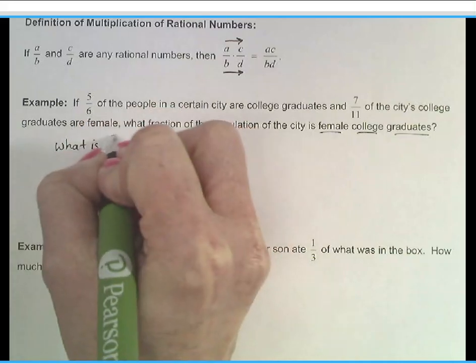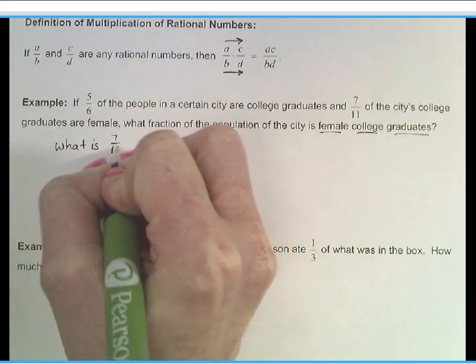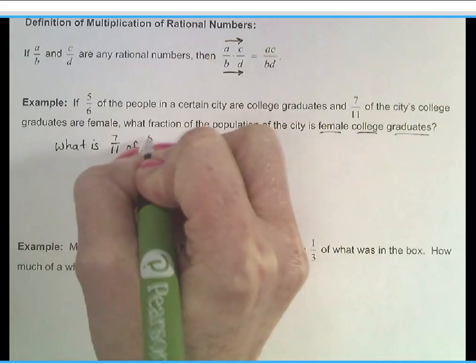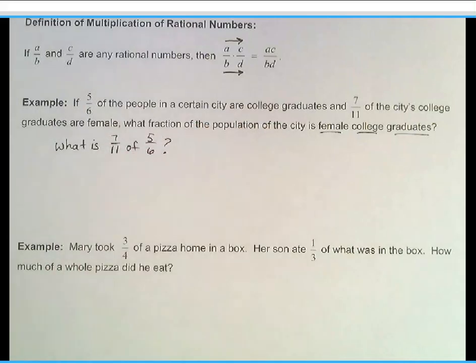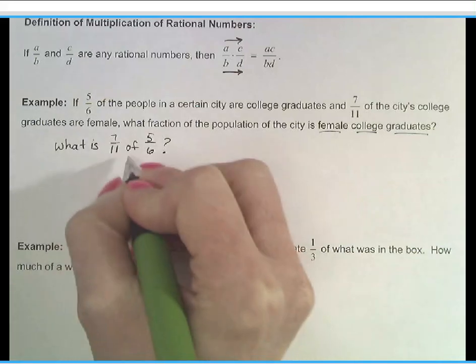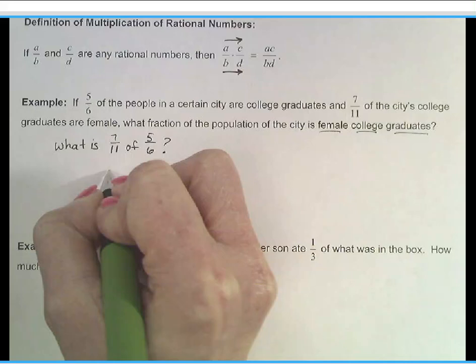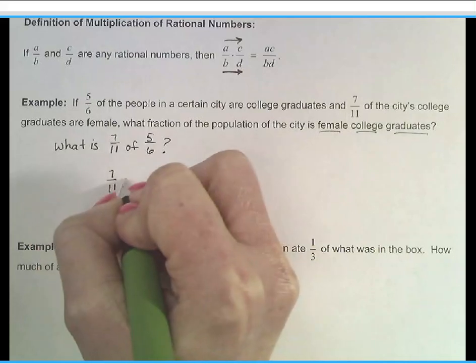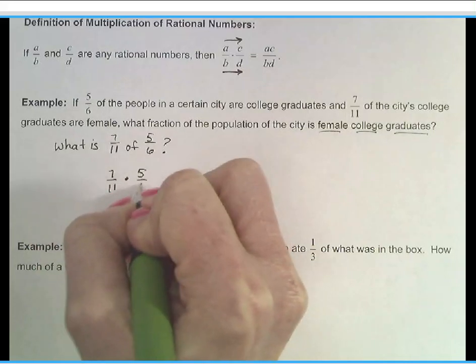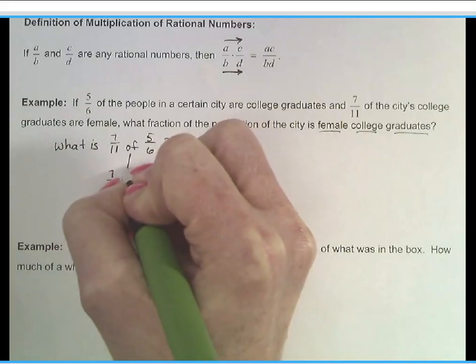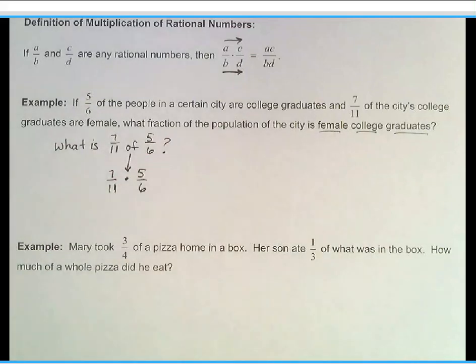So I guess what we're trying to really find out is, what is 7/11 of 5/6? That's what we're really asking. And when you see the word of in math, you're going to start realizing that that means multiplication. So we're going to do 7/11 times 5/6. And again, that word of is the multiplication symbol.